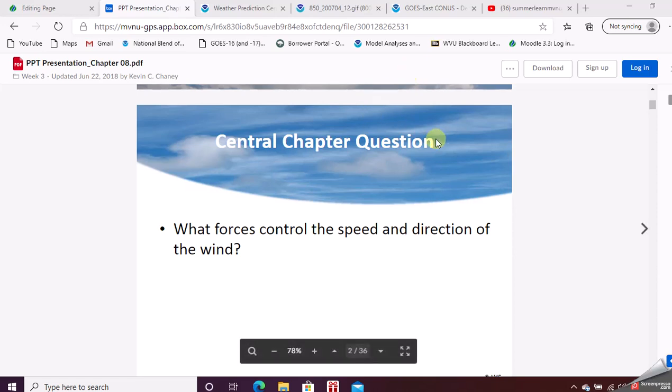You can see it in the rustling of the leaves sometimes, or the tree branches moving. Sometimes it's very light, hardly even notice it, and other times it can almost blow you over. So what forces, and we've talked about a force with pressure, control the speed and direction of the wind? You're going to find out pressure is one of the biggest ones.